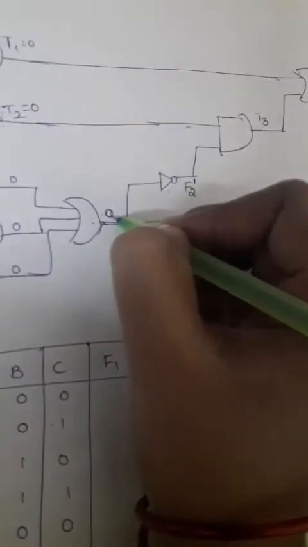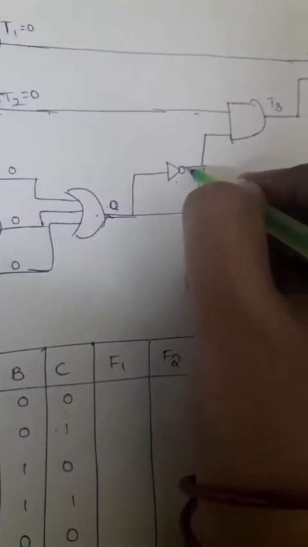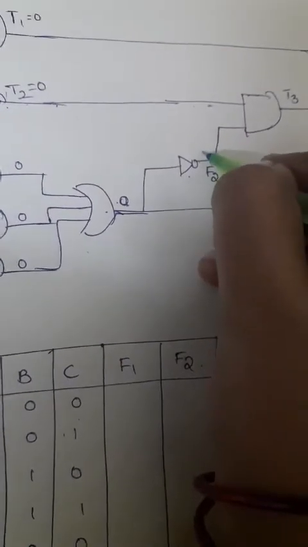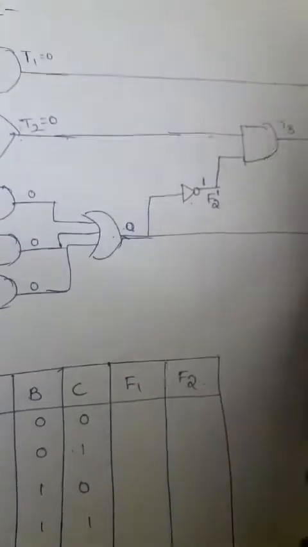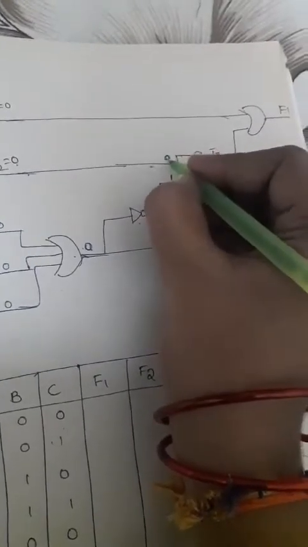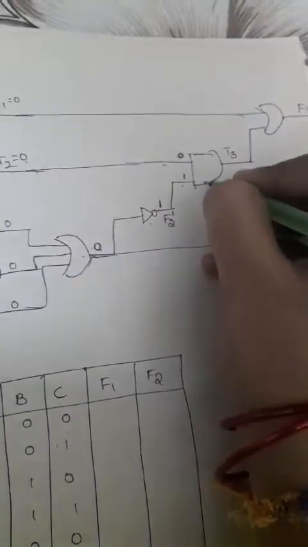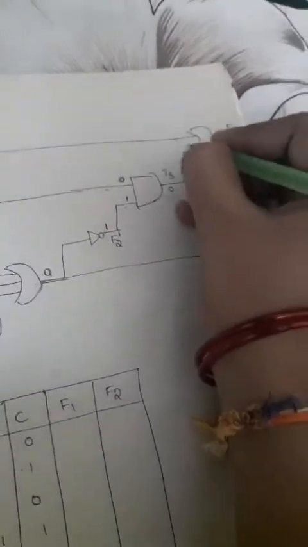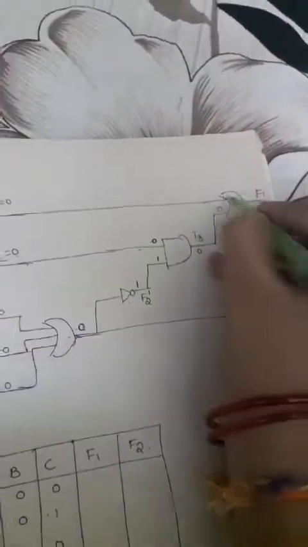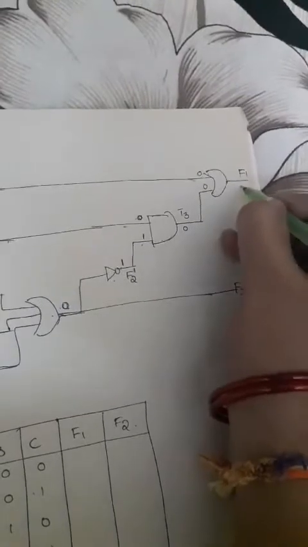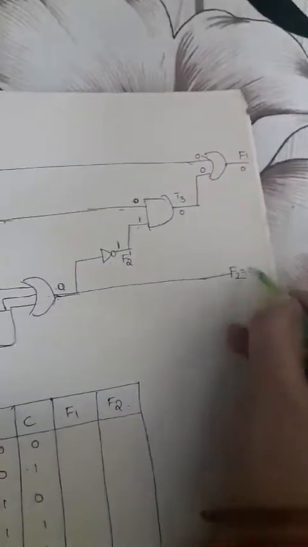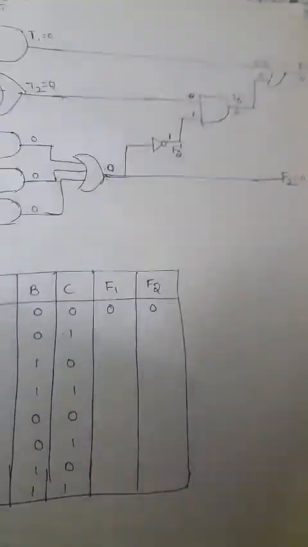So 0 complement is nothing but... whatever the result we are collecting, that is applied to the NOT gate. Okay, NOT is nothing but complement, right? So the complement of 0 is the reverse operation, that is 1. So here this output is 1 and this output is 0. So 0 into 1, this is AND gate, 0. So 0 is present here, and next here what is the input? 0. So 0 into 0, 0, and the F2 output is also 0. So then F1 is 0, F2 is 0.